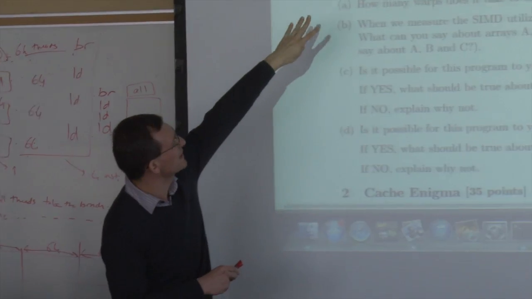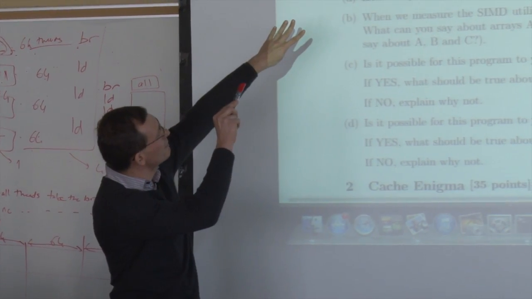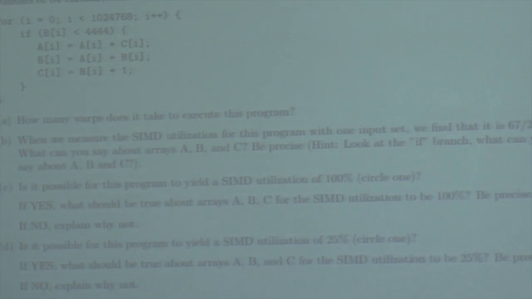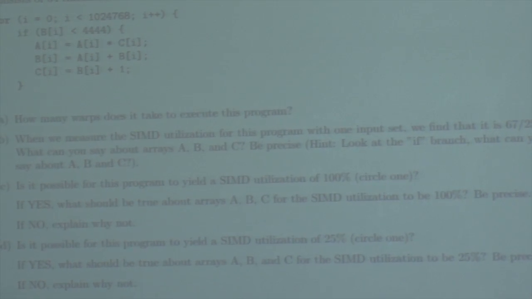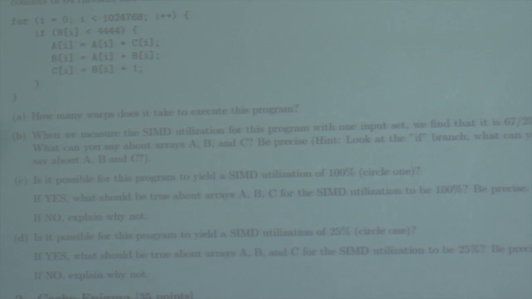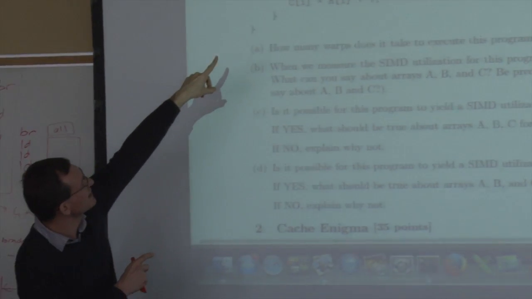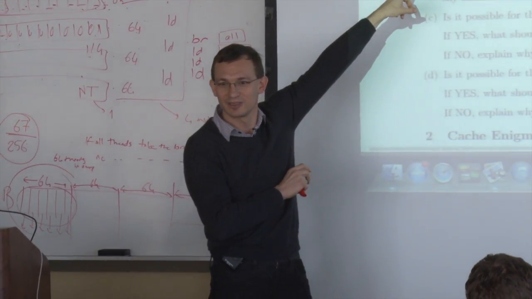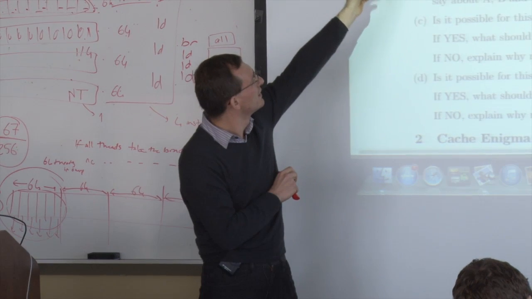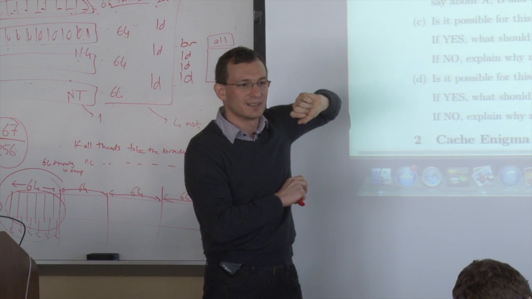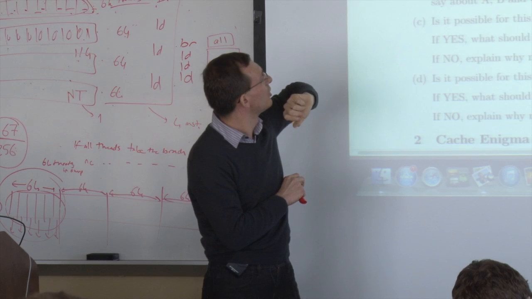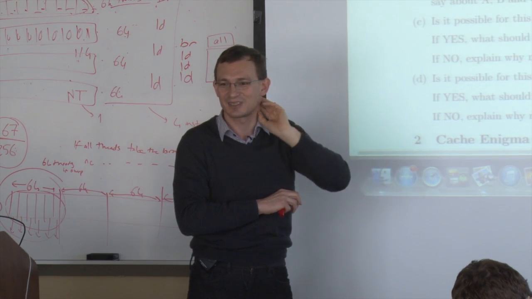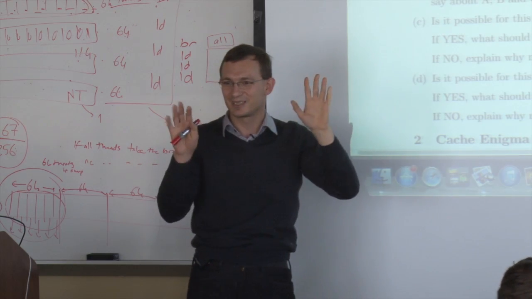Again, we cannot say anything about A and C, but we can say something about B. There could be two cases when you get SIMD utilization of 100%. One case, all threads actually take the branch and execute the loads, which means that all of array B's elements are less than 4444. And the second case, none of the threads actually take the branch, which means that all of array B's elements are greater than 4444. That's it. That's the answer. Are people clear on this?